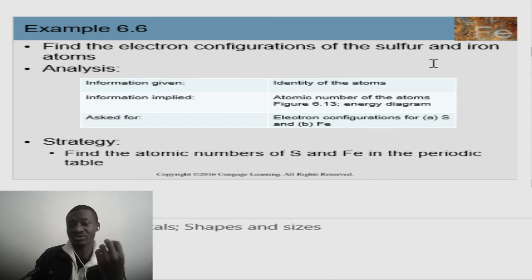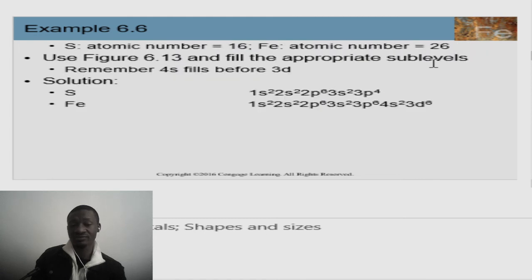So first and foremost, you need to know the number of electrons that sulfur has and iron has. Using what I stated earlier, the order of the electron configuration, you write it and the number of electrons present, so that it totals up to the number of electrons that you know these atoms to have. We know sulfur is 16, iron is 26, so the difference between them is 10.